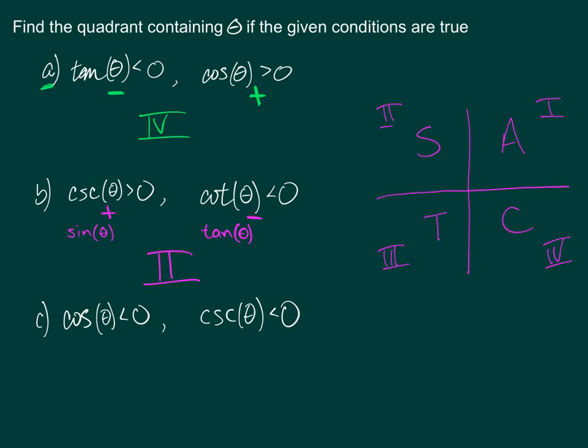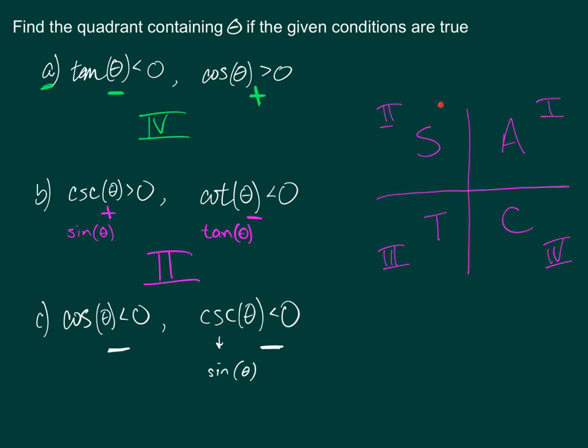And in the last example, you see here we have a cosine of theta is less than 0, so that's negative, and a cosecant is less than 0, that's negative. But we don't have a cosecant, so you saw it over here. We can write that as a sine of theta. So where is sine less than 0 and where is cosine less than 0?